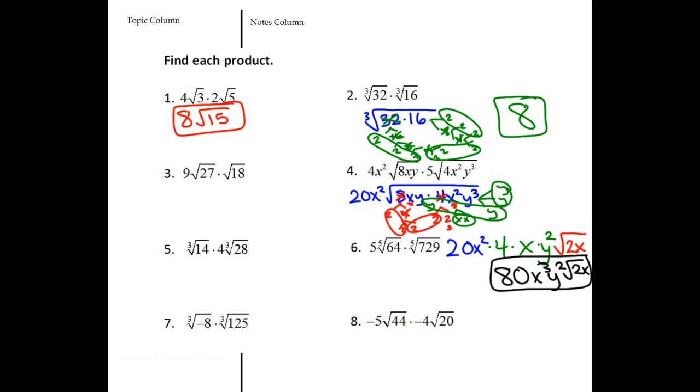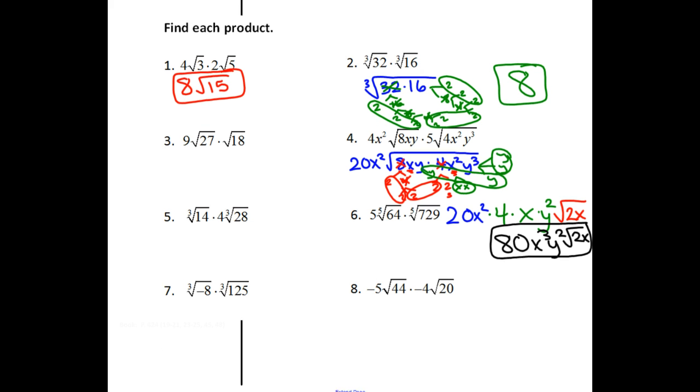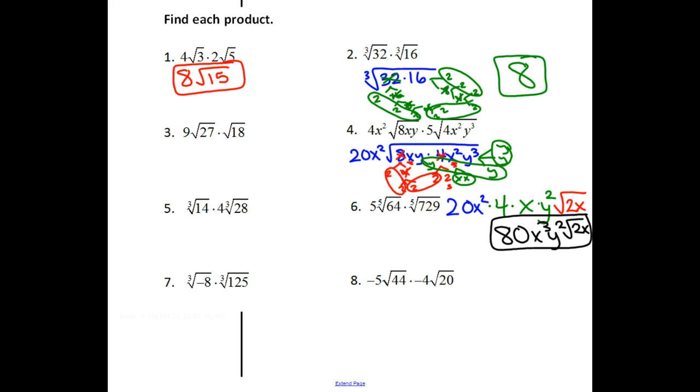All right, that one was a little bit difficult. Let me try to do one more for you here before we go on to anything else. Let's do a less difficult one. I'll do number 5 for you. So again, our outside is just going to stay the 4 because that's the only thing on the outside. And then the cube root, 14 times 28.